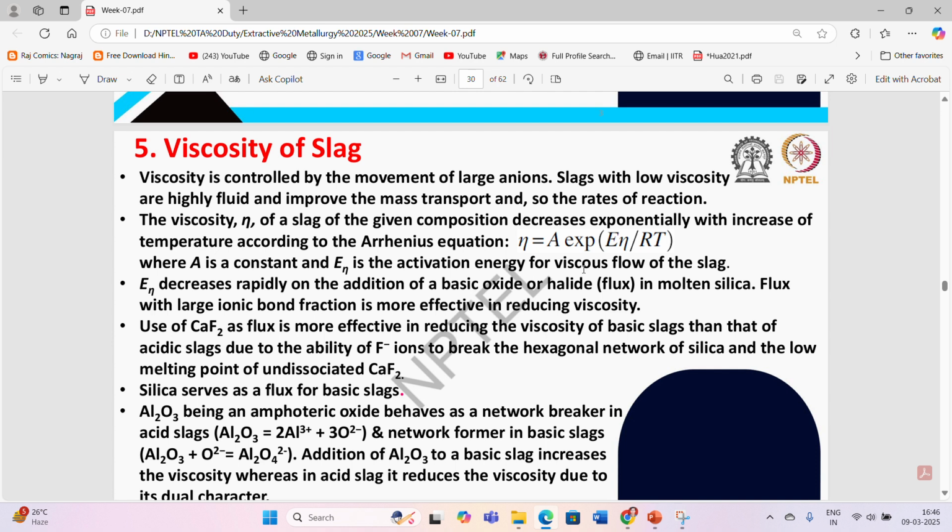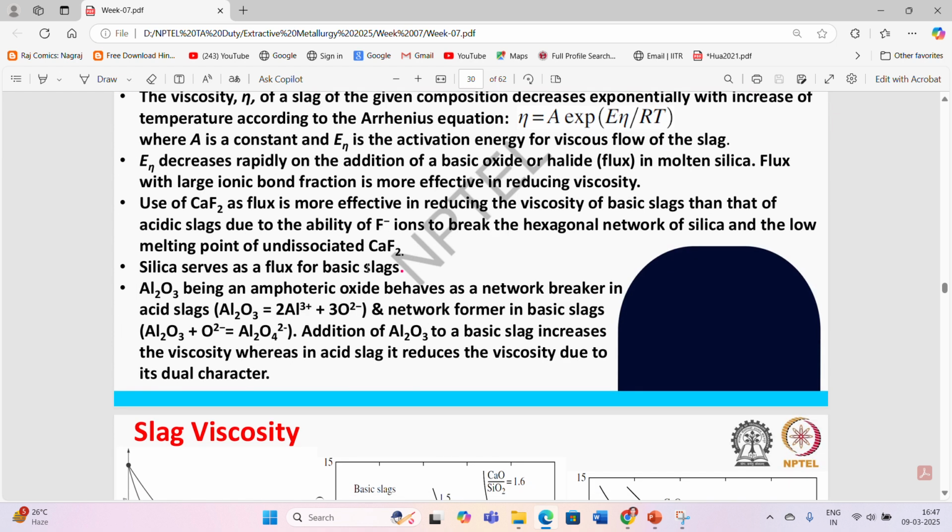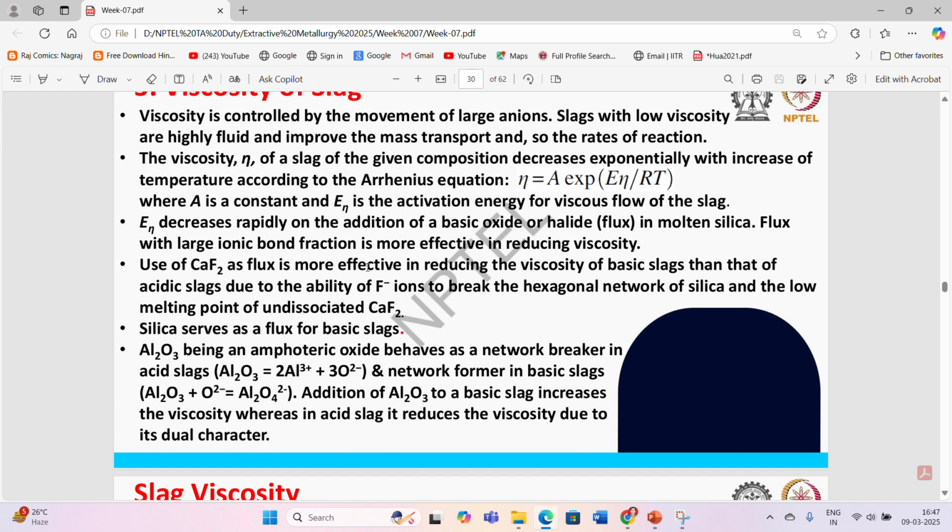The viscosity eta of a slag of a given composition decreases exponentially with increase of temperature according to the Arrhenius equation, eta equals A exponential E_eta upon RT, where A is a constant and E_eta is the activation energy for viscous flow of the slag. E_eta decreases rapidly on the addition of basic oxides or halides in molten silica. Flux with large ionic bond fraction is more effective in reducing viscosity.